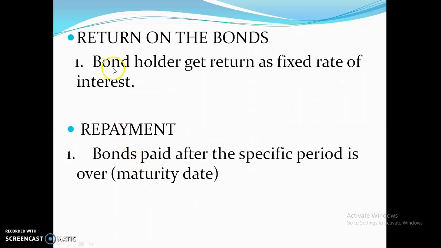Next, what a bondholder gets. As I told you, a bond is a loan capital, so the bondholder gets a fixed rate of interest. Interest is paid to the bondholder. Repayment, I have shown you the example, so just remember the repayment specific period example. A bond is paid after the specific period. If it is for 5 years, after 5 years it is given back. That specific period is called maturity. So after 5 years, the company returns the capital of the bond to the bondholder on the maturity date. Thank you.